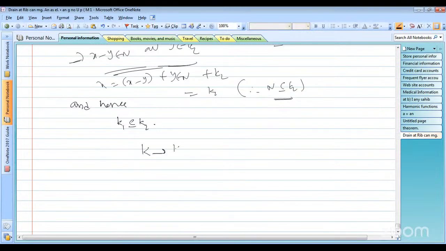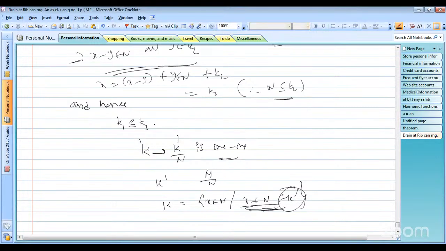Because that K by N is one to one. So prove that this is one to one also. Therefore K dash, which is K dash by N, takes me here. K is equal to the set of x belonging to M such that x plus N belongs to K dash. So therefore x plus N belongs to K dash, we are taking here.